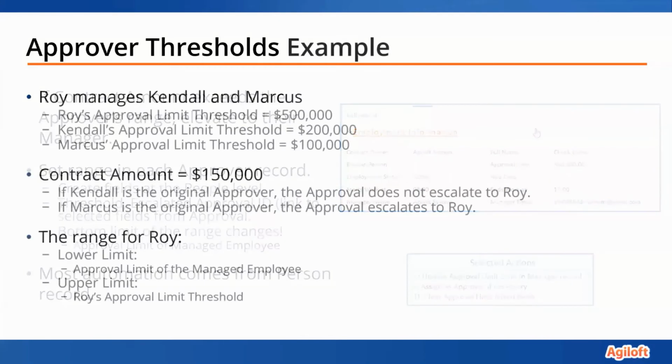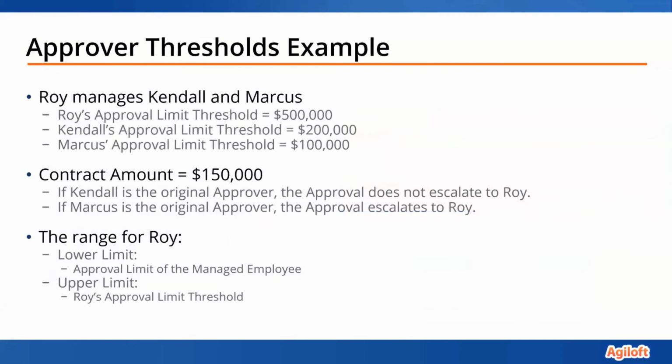Let's take a look at an example where Roy manages two employees, Kendall and Marcus. Roy's approval limit is 500,000. Kendall's approval limit threshold is 200,000. And Marcus's approval limit is 100,000. If the contract amount is 150,000 and Kendall is the original approver, the approval does not escalate to Roy. If Marcus is the original approver, the approval does escalate to Roy.